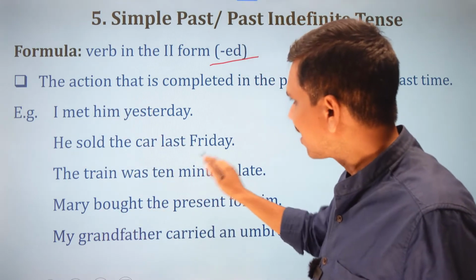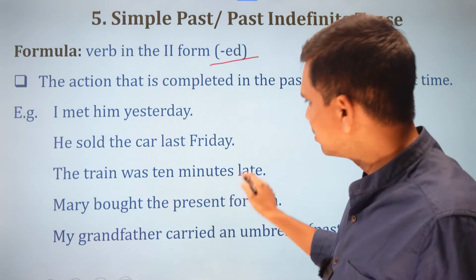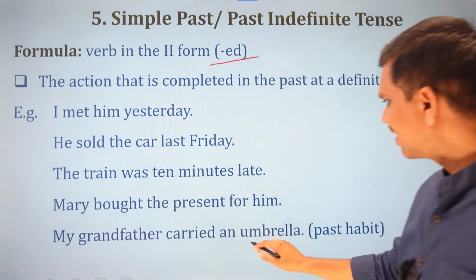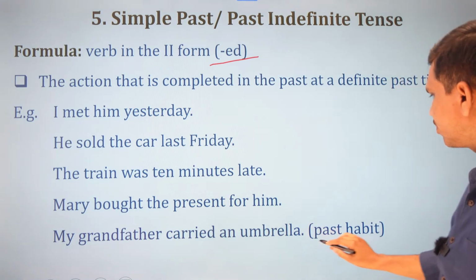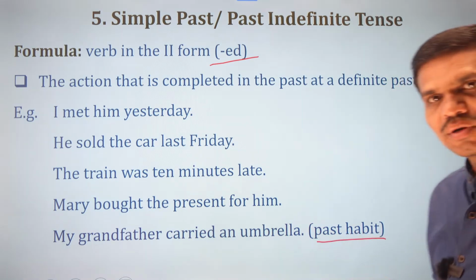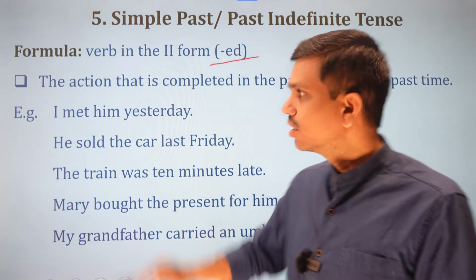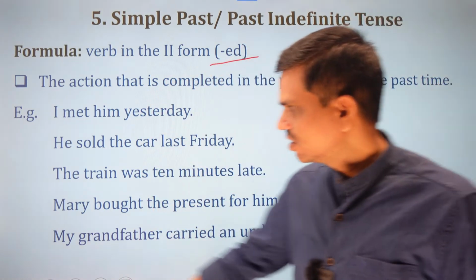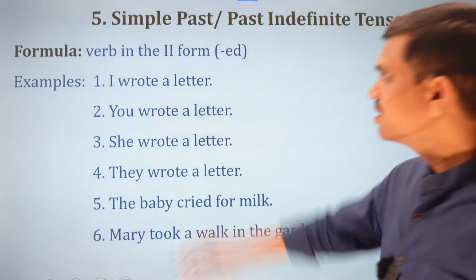He sold the car last Friday. The train was 10 minutes late. Mary bought the present for him. My grandfather carried an umbrella. So this is the past habit. The past habit also can be shown through the simple past or past indefinite tense. Let's see the examples of the same.